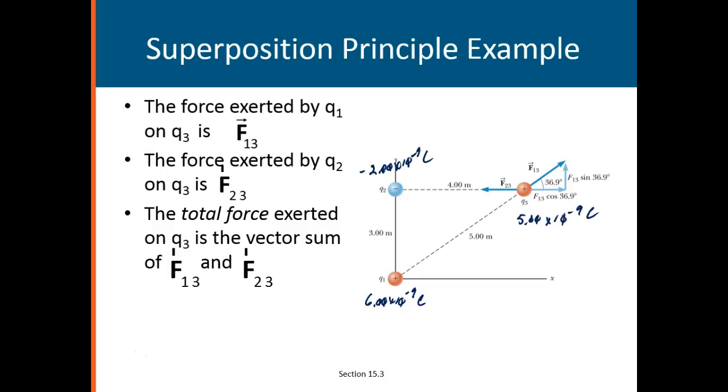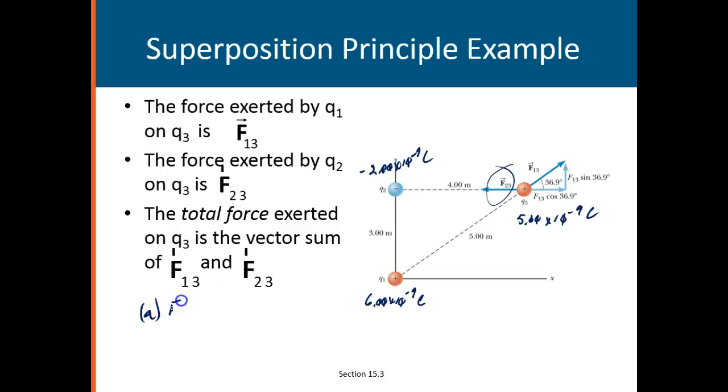It says first, the A part of this problem says find the components of the force F23. There it is, right there. F23, that's the force exerted by 2 on 3. So let's do it. Have they got it pointed in the right direction? Yes, it's an attractive force because these are opposite signs.